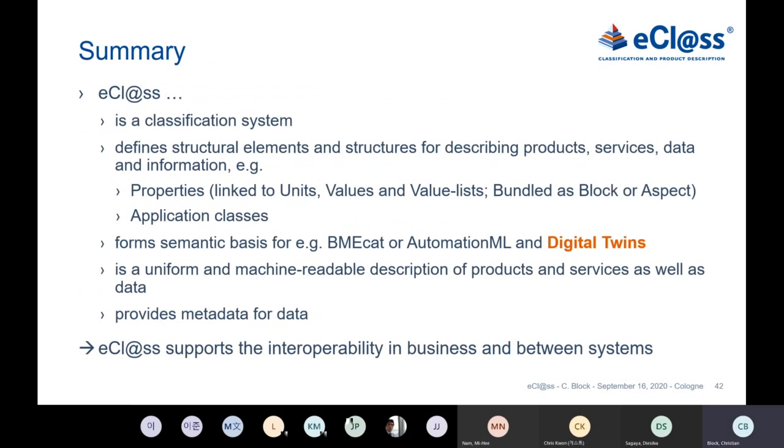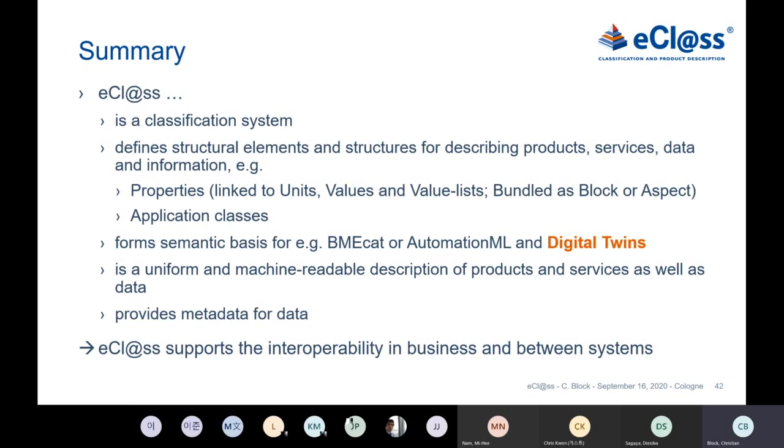and different architectures. So coming to the end of my presentation, ECLASS is on the one hand a classification system, yes, but furthermore it defines structural elements and structures to describe products, but not only physical products, also immaterial products, so-called services. And ECLASS can be used to describe data points. So ECLASS makes data to information. In general, ECLASS forms the semantic basis for different formats in data exchange, like BMEcat or AutomationML, and the digital twin, like the asset administration shell in the future.